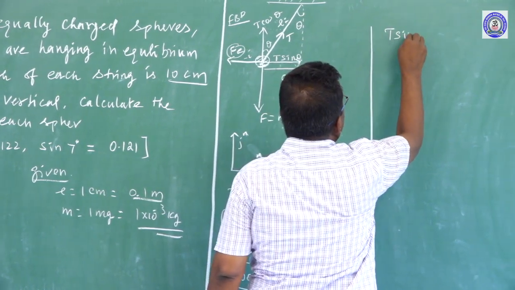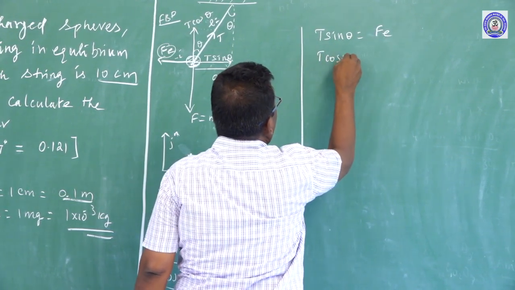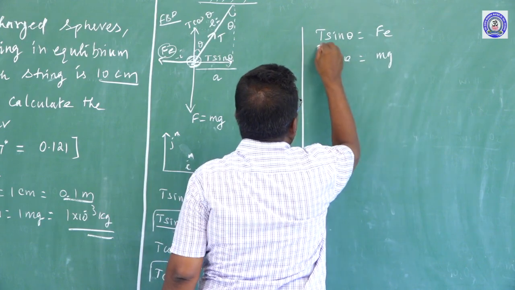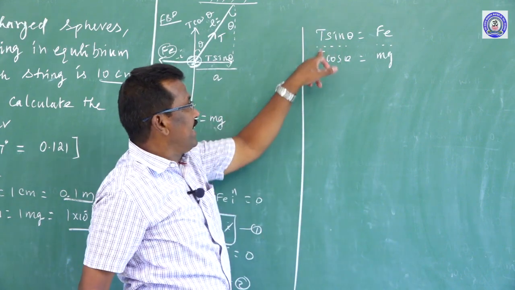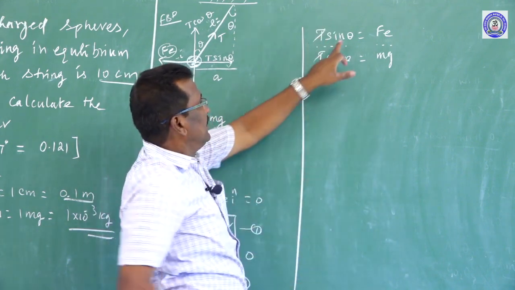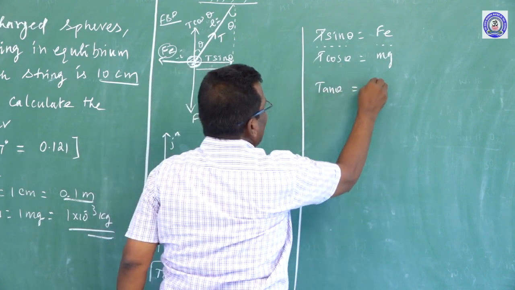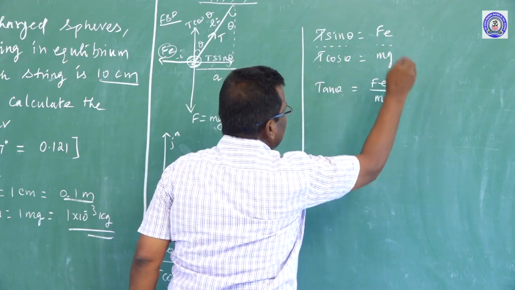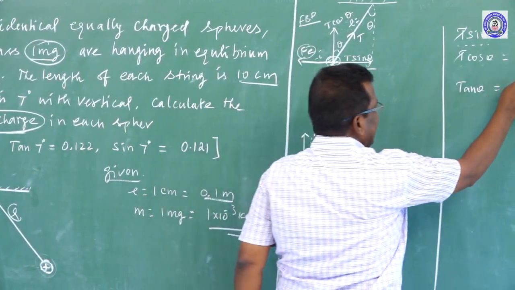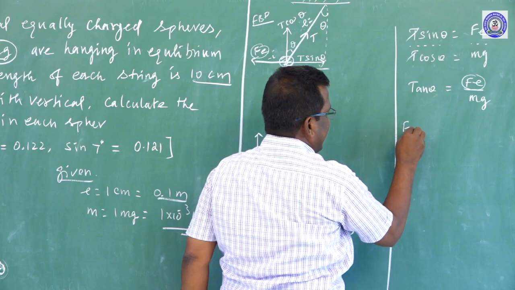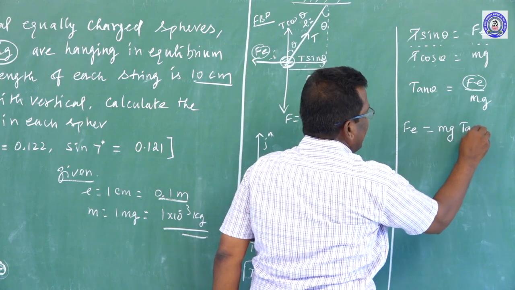Now compare: T sin theta is equal to Fe, T cos theta is equal to mg. So divide T sin theta by T cos theta, T cancels. Sin theta by cos theta is equal to tan theta. Tan theta is equal to Fe by mg. But our aim is to calculate only the force. So from this equation, the electrostatic force Fe is equal to mg tan theta.